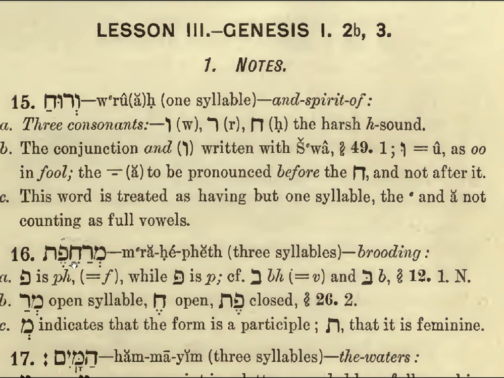Merahefet. Three syllables. Merahefet, and the accent is here. Merahefet is brooding or hovering in some translations. So we have some sounds here. F with no dot inside it, P with a dot inside it. In Spanish and Portuguese, these two are both the same, B and B. But these two are differentiated, P and F.